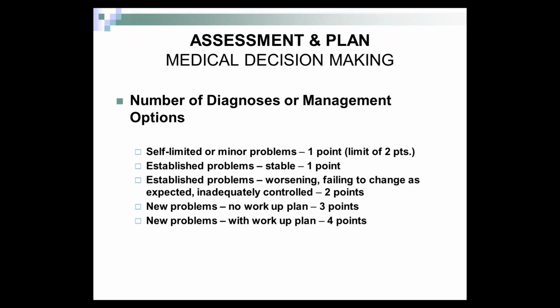Established problems that are worsening, failing to change as expected, or inadequately controlled are worth 2 points. New problems with no workup plan are worth 3 points, and new problems with a workup plan are worth 4 points. And 4 points is the maximum that they need to reach to be at the highest comprehensive level for medical decision making in number of diagnosis or management options.